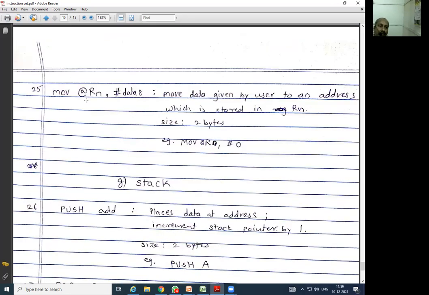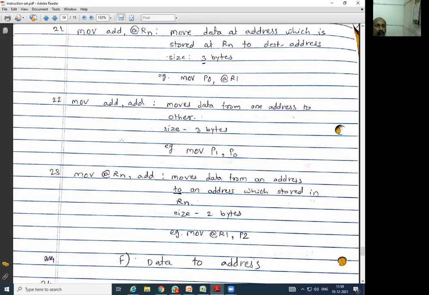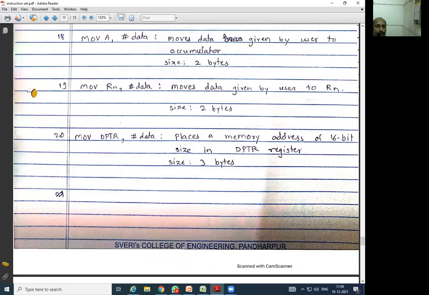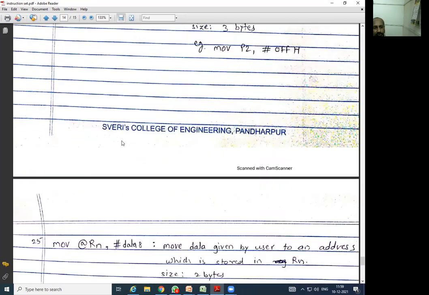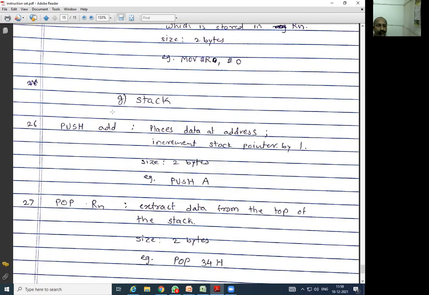Then MOV @RN, #data. So it is also the one of the data transfer. Move data given by this hash to this particular the address which is stored in RN. I think the same we have taken, or no. You just check out whether any instruction is getting repeated, but I don't think. So this instruction is also going to make this transfer of this particular data.